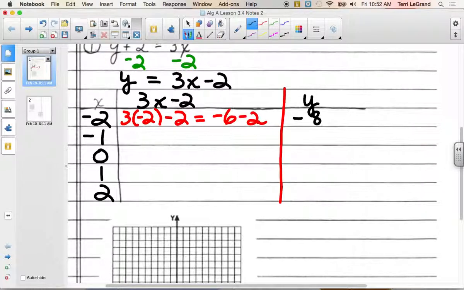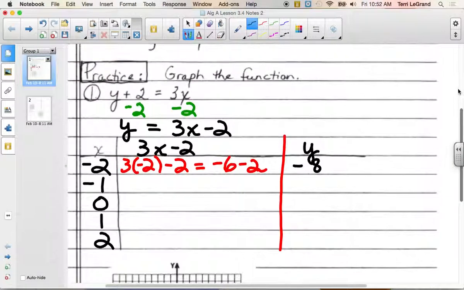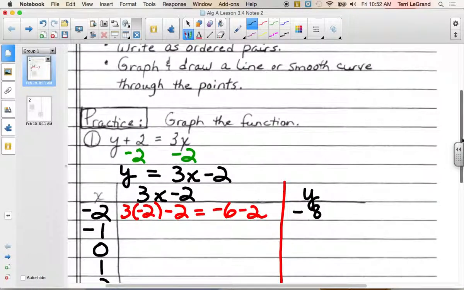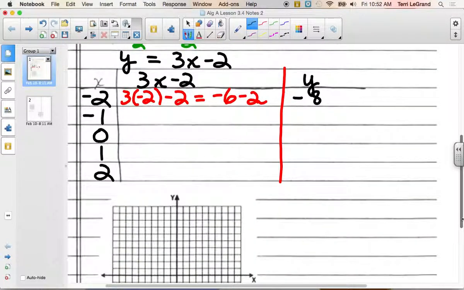And then there were some of us that stopped here and went right to putting it on the graph. But what do we do first? Right as ordered pairs. Every point on a graph has an ordered pair name. So negative 2, negative 8. Okay, let's get all our ordered pairs first and then we'll go graph.